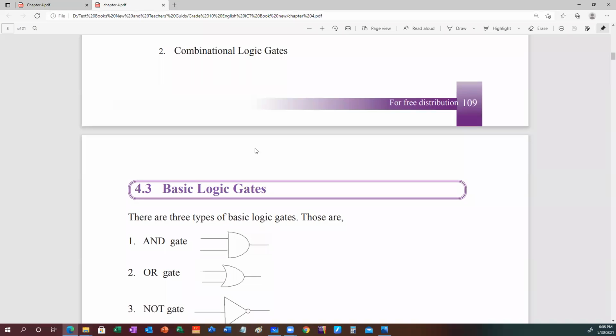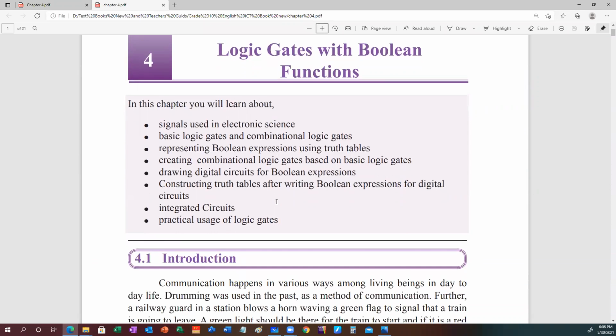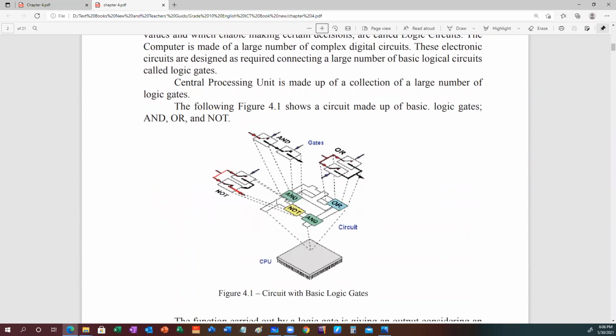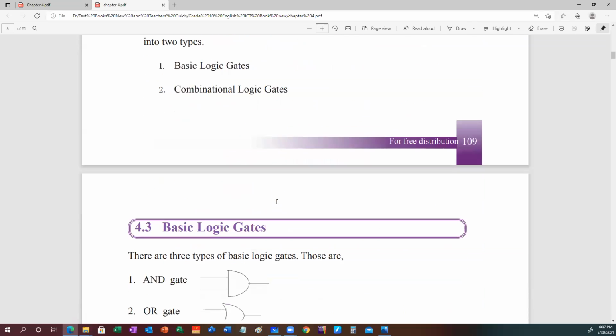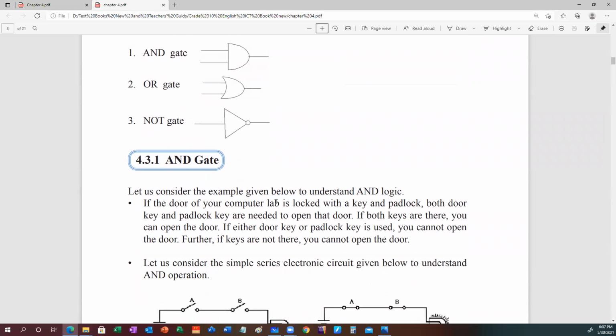Here you have logic gates with Boolean functions, right? Introduction, you read it at home. Here are the circuits that you create out of the logic gates. Here you have only the basic logic gates, AND, OR, NOT. In the computer processor, you have these logic gates. Then we move to the basic logic gates, AND, OR, NOT.